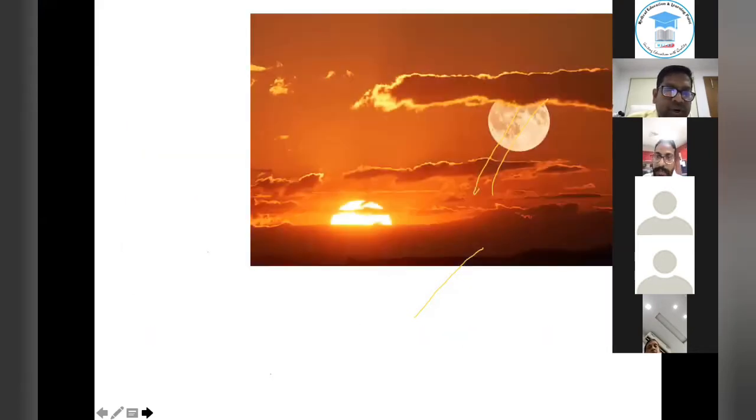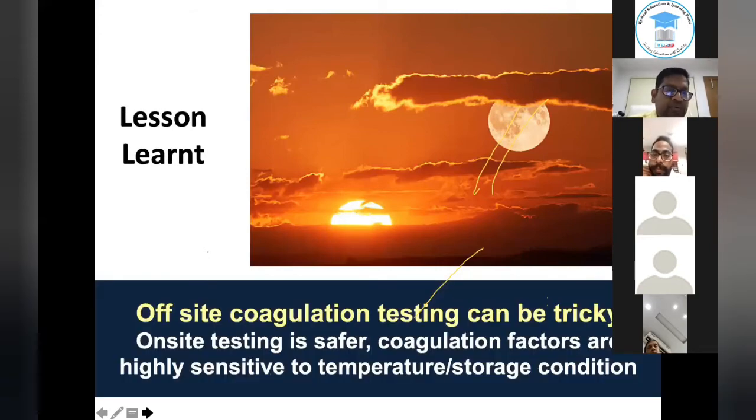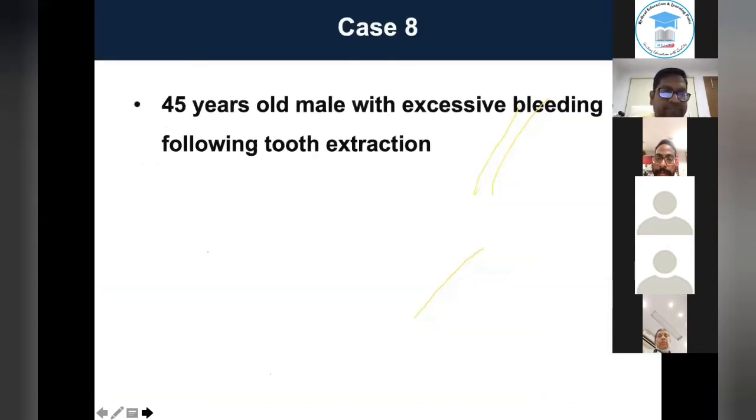So the lesson you learn is that off-site coagulation testing can be tricky. On-site testing is safer. Coagulation factors are highly sensitive to temperature and storage conditions. If anybody asks me whether to outsource a coagulation sample, it is better not to outsource the sample, but to outsource the patient. So send the patient to the off-site lab directly, so that at least the results will be correct.